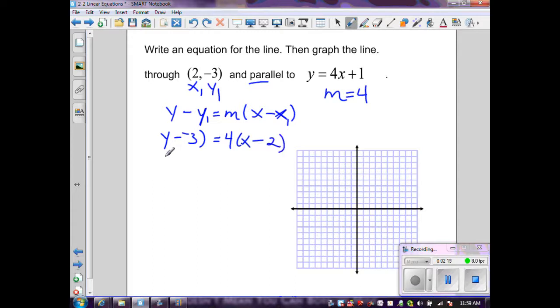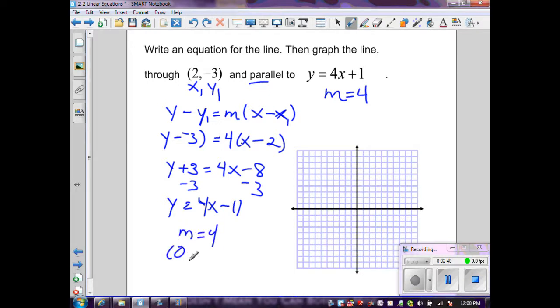Then we simplify and solve for y. Y plus 3 equals 4x minus 8. Subtract 3 on both sides. That gives me y equal to 4x minus 11. Here, my slope is 4 with a y-intercept of 0, negative 11. And I know my equations are parallel because here my slope is 4, and this one has a y-intercept of a positive 0, 1.